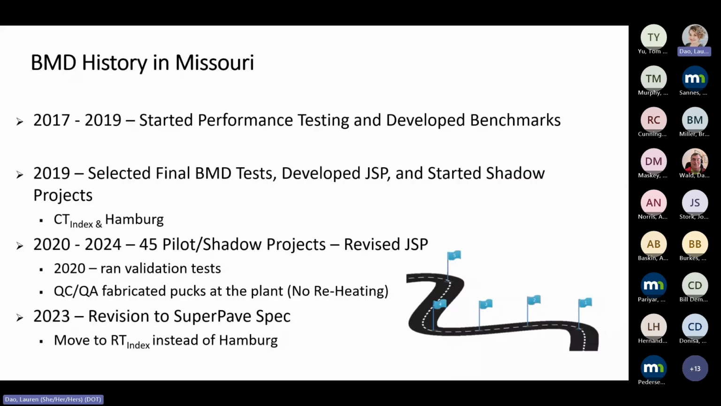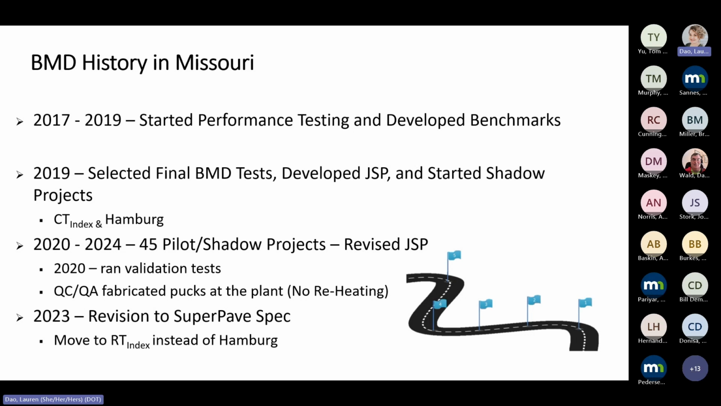All right, so I'm going to start out talking about a little bit of the history. Briefly, 2017 to 2019, we started looking at what test methods we wanted to do. In 2020, we started looking at validating, and then we went right into some pilot projects. Right away, we decided that we wanted to focus on plant produced specimens and not look at reheating as much.